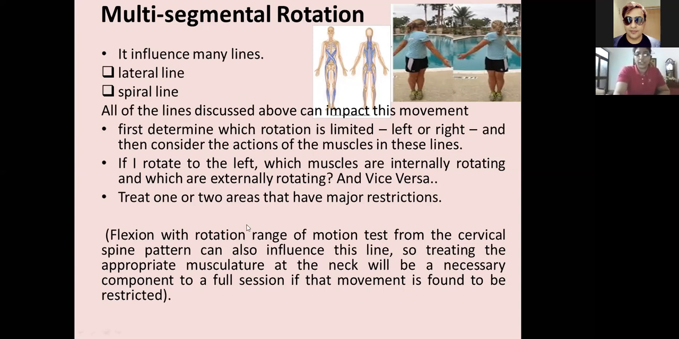There is also the flexion with rotation range of motion test, where the cervical spine pattern can influence this line. We see this along with the chin to the clavicle. If this is affected, we cannot move this way. If these cervical muscles are affected, suppose sometimes the patient has SCM constriction, or sometimes there is facet locking, and all the paraspinal muscles of the cervical spine are restricted, this rotation will also not be possible because of the cervical spine. So we have to see which component is affecting your movement. Okay.